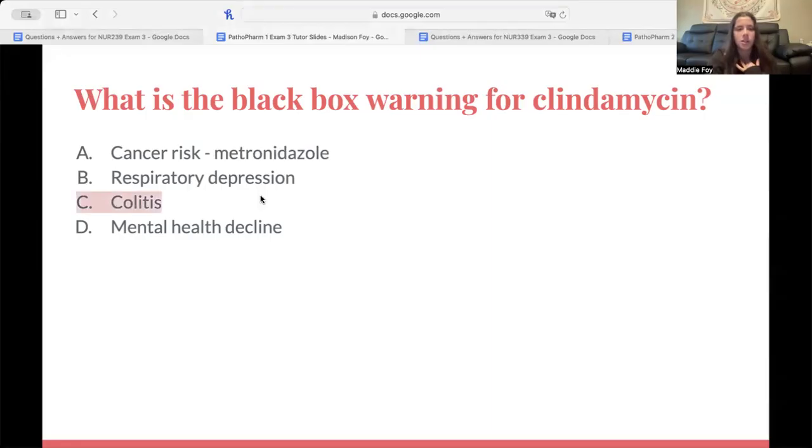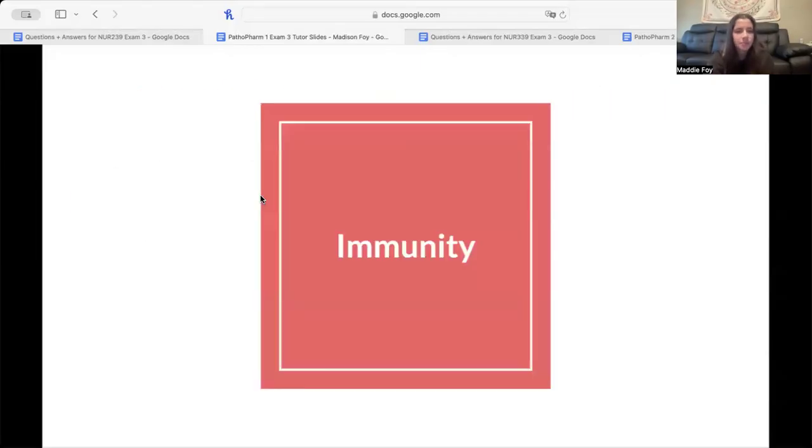Okay, yeah, you guys are all correct. This one is colitis. I threw a cancer risk in there as a trick. That is the black box warning for metronidazole. The other two aren't explicit black box warnings for any of these antibiotics.